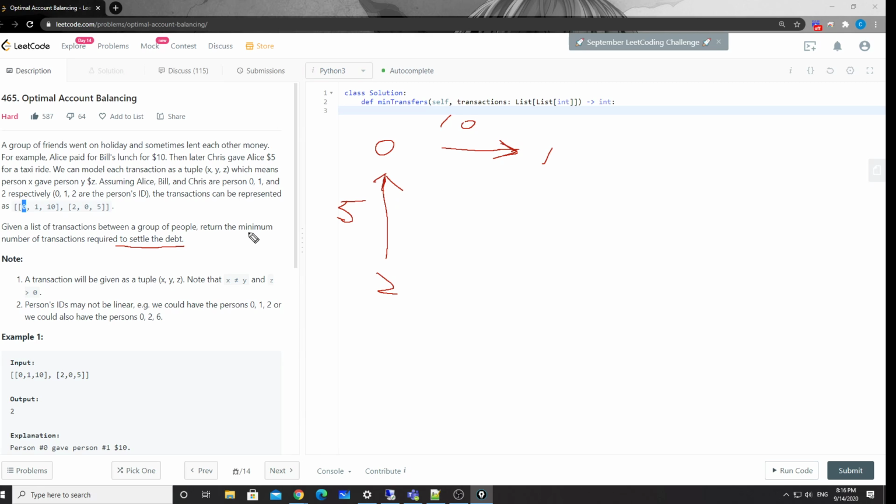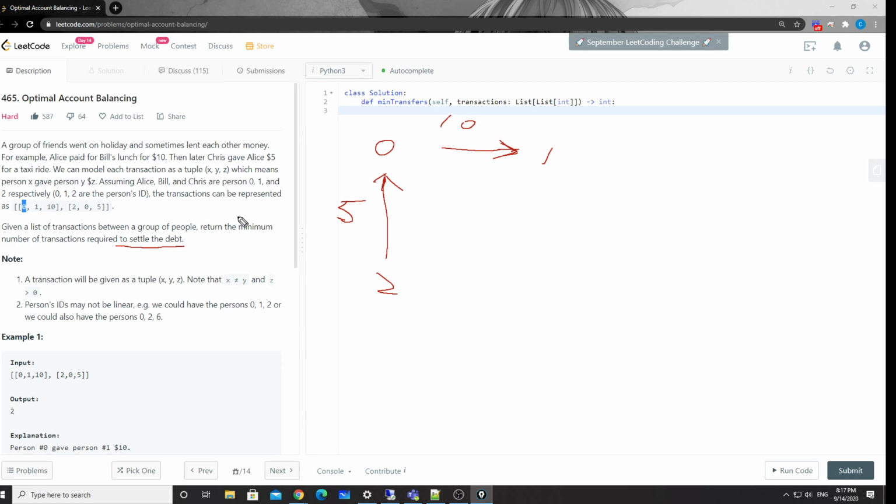But now another difficulty arises here. What's the base case? The first difficulty for this problem is what's the base case. The base case is when all the persons' stats are 0. I think that's not that hard to come up with. But the second one is how can we do the settlement?